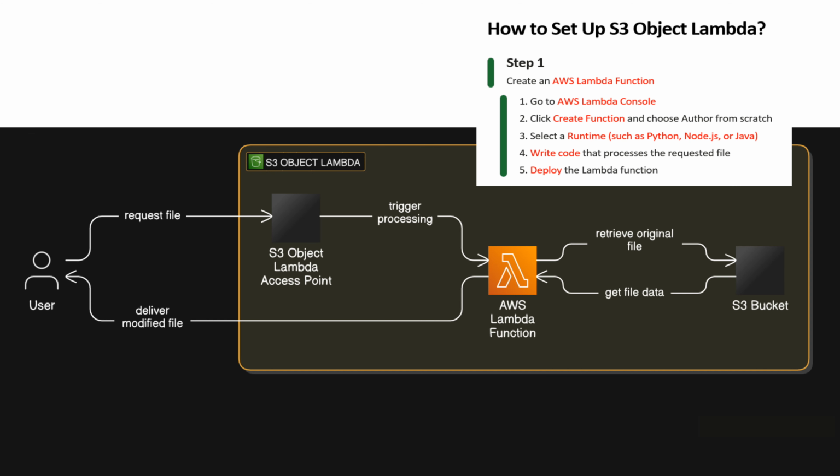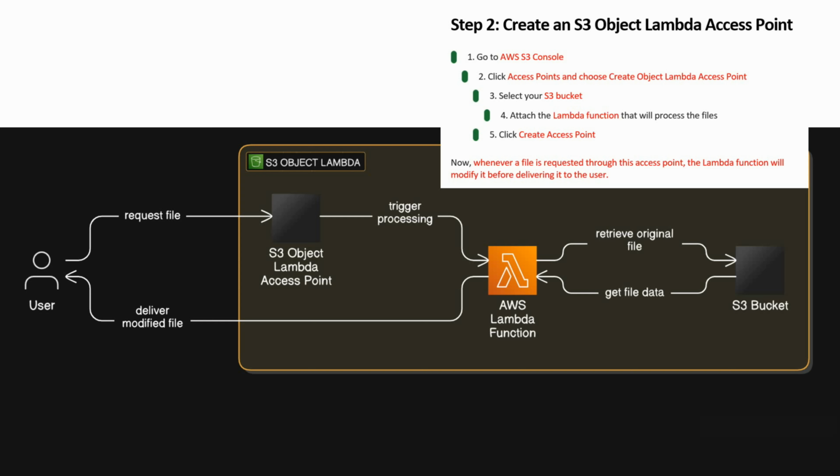How to set up S3 Object Lambda? Step 1 is create an AWS Lambda function. For that, you have to go to the AWS Lambda console, then create function and choose author from scratch. Then select the runtime. The runtime can be Python, Node.js or Java. Then you have to write the code that processes the requested file. Then you have to deploy the Lambda function.